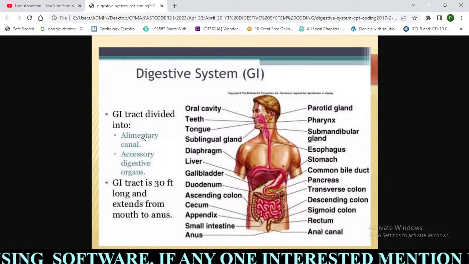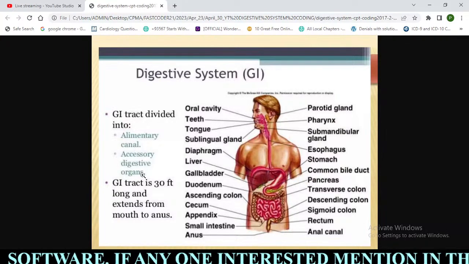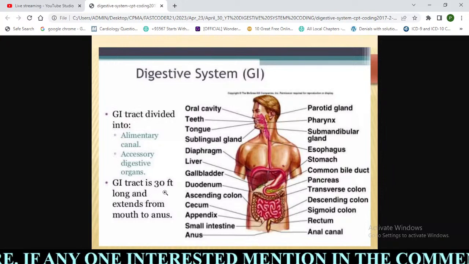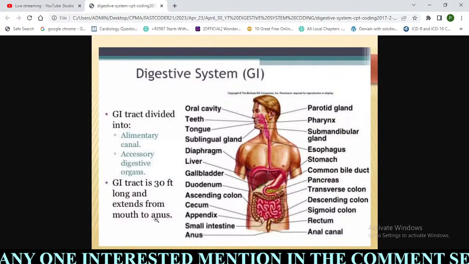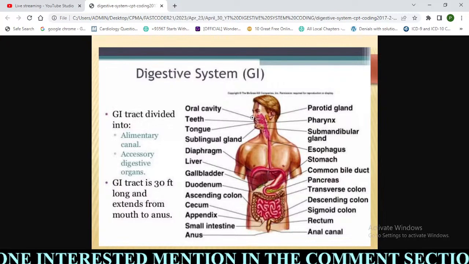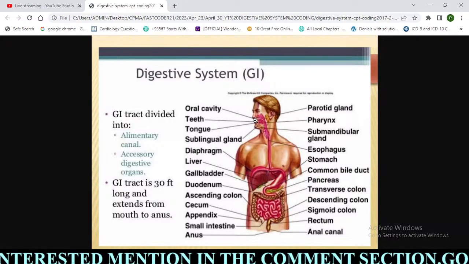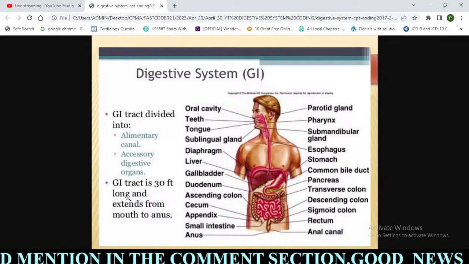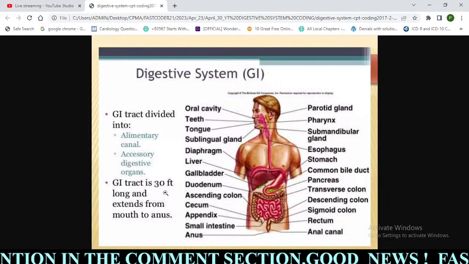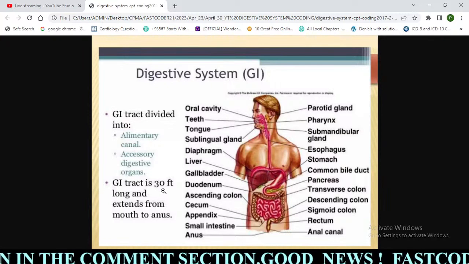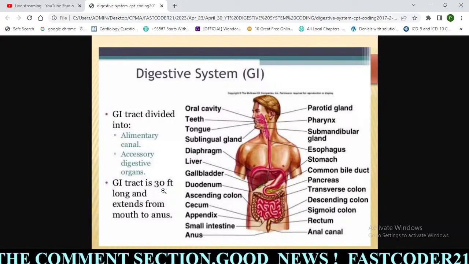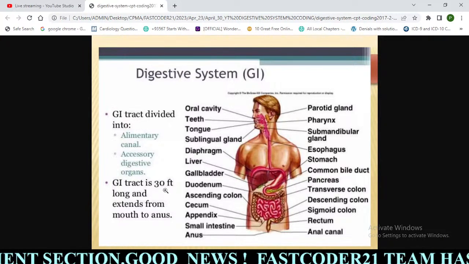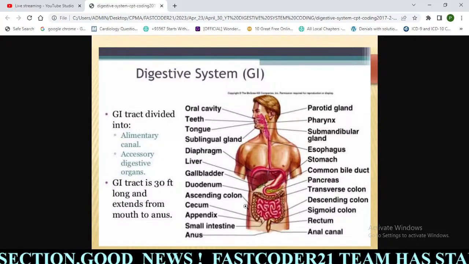Our GI tract is divided into the alimentary canal and accessory digestive organs. Also, the GI tract is 30 feet long and extends from mouth to anus. Here the oral cavity, otherwise we can call it the mouth, to the anal canal. So it is 30 feet long. You need to remember this as a fresher. So how long is your digestive tract? You need to say 30 feet long.